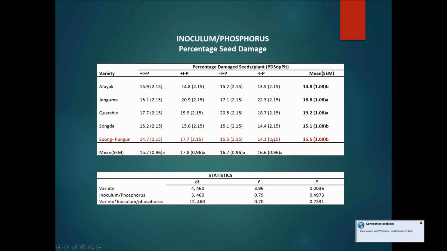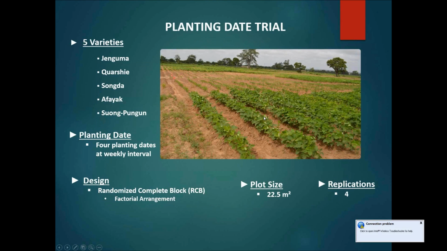Percentage seed damage had no interaction with the treatments, and there was no significant difference in terms of the treatments, phosphorus plus or inoculum. But the varieties themselves showed significant difference, with the damage coming up highly from Janguma and then Kwashi, with Apayak and Songda not showing any difference.